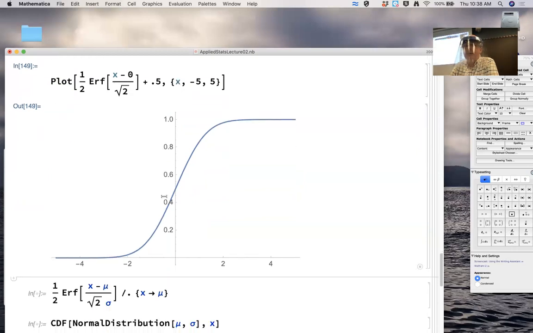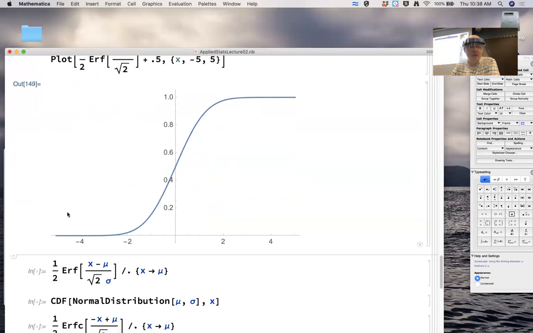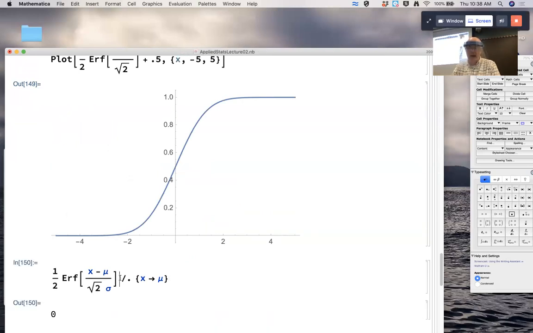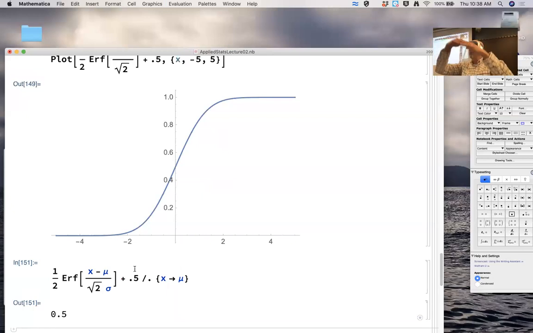CDFs do have to be non-decreasing, going up or staying constant sometimes like they would for discrete. If you evaluate this at the mean, with Erf it's 0, but if you add a half, 0.5. Under a normal curve, half the area is to the left of the mean, and half the area is to the right.